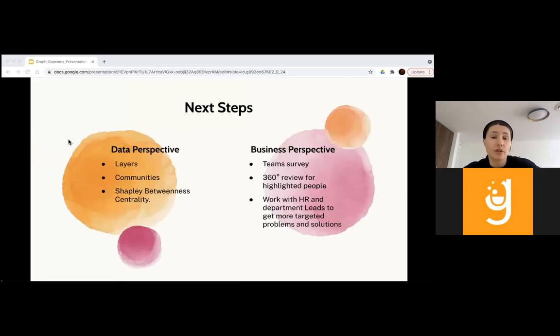If we look at the situation from a business perspective, I would organize surveys, do 360 reviews, and work with HR and department leads to get more targeted problems and solutions. From the data perspective, I would go deeper in layers and check other positions, work with communities separately, and introduce another measurement such as Shapley value alongside the centrality measures.